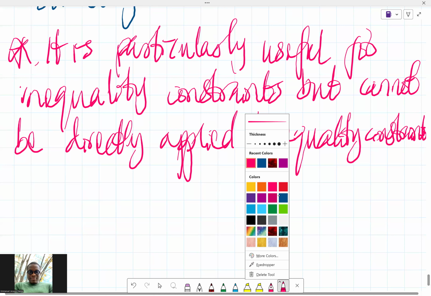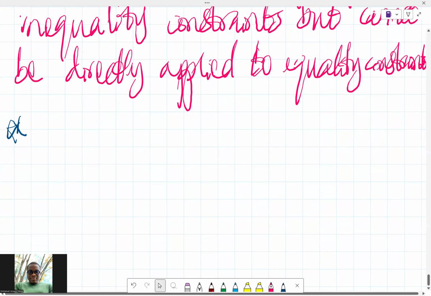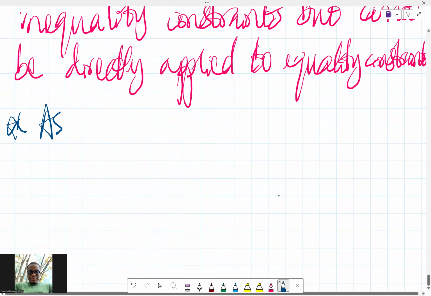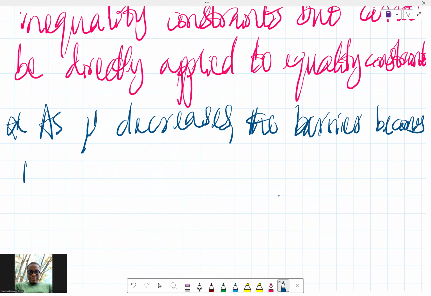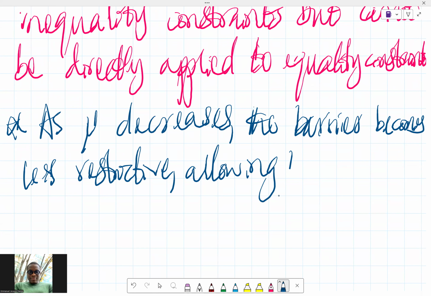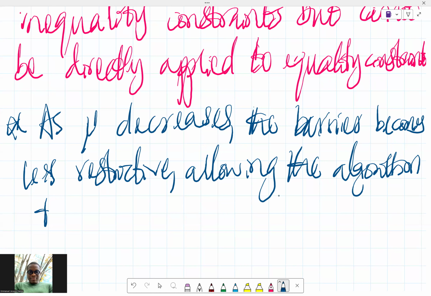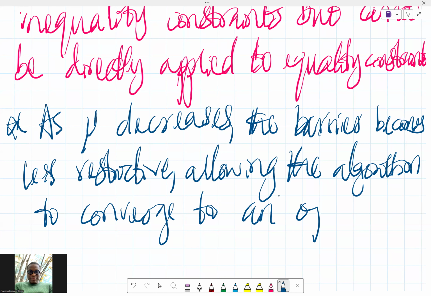Okay. So that's why we didn't bother about equality constraints in this case. And then we have the third point. As mu decreases, the barrier becomes less restrictive, allowing the algorithm to converge to an optimal solution.